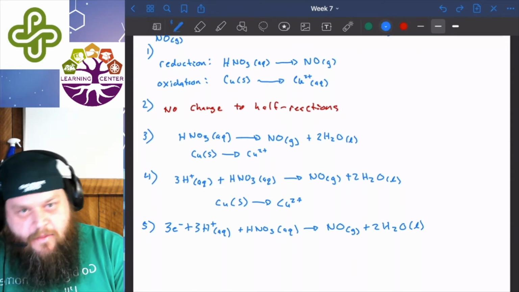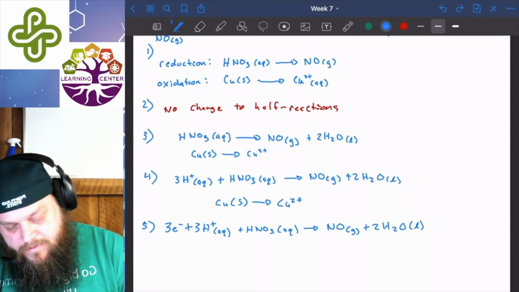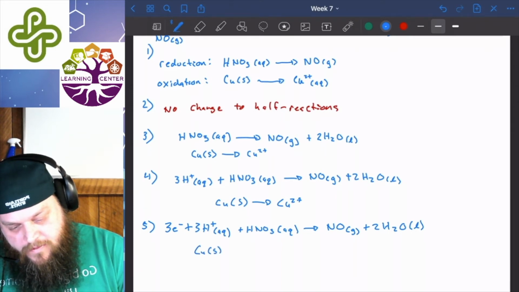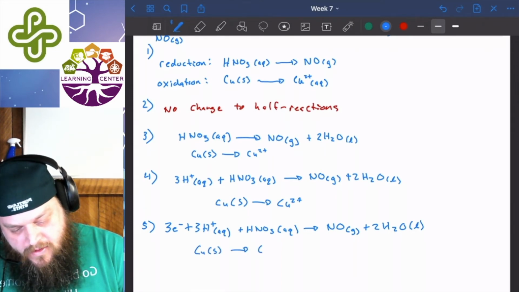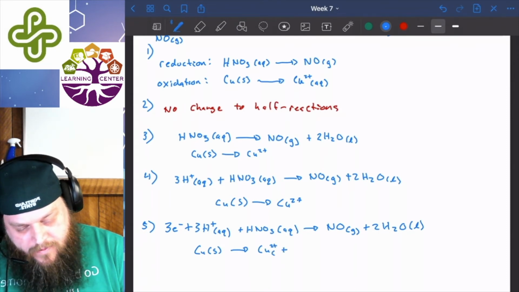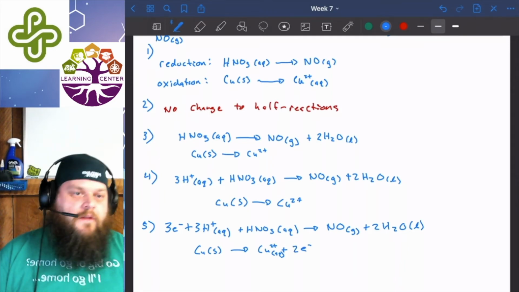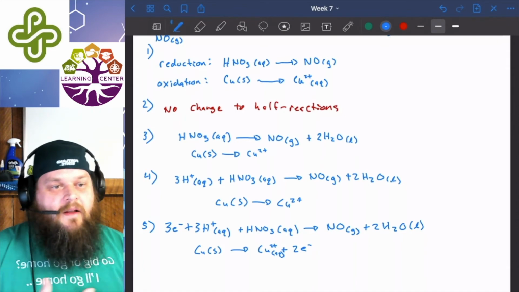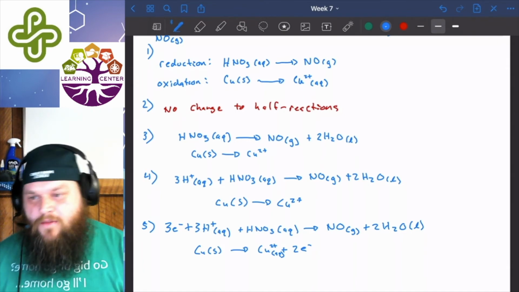We would do the same thing with the copper. The copper solid produces this Cu2+, which is aqueous, but we need to add 2 negatively charged electrons to that, because the Cu2+ needs to be balanced with 2 electrons to make it neutral like the left-hand side of the equation.